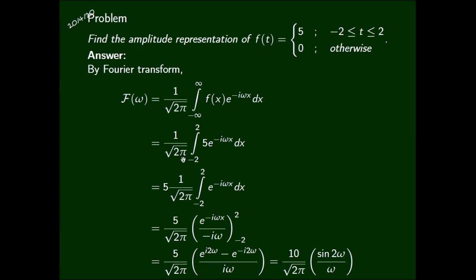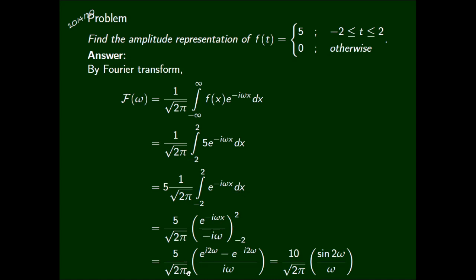That is equal to 1 by root of 2 pi integral minus 2 to 2, 5 e raised to minus i omega x. I take this 5 outside: 5 into 1 by root of 2 pi integral minus 2 to 2 e raised to minus i omega x dx. Integral of e raised to minus i omega x is e raised to minus i omega x by minus i omega in the range minus 2 to 2.